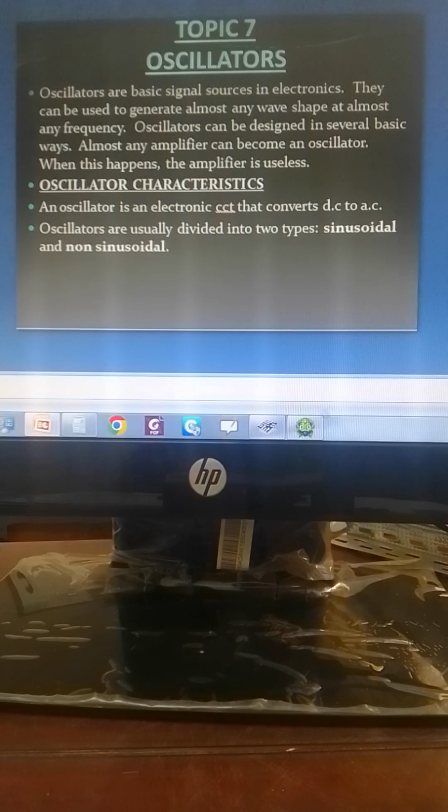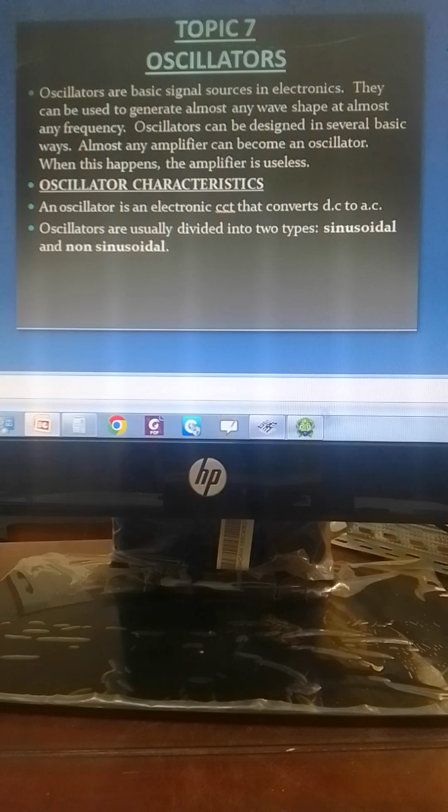So today we are looking at the oscillators. Now, oscillators are a basic source of signals in electronics. They are used to generate almost any waveform at almost any frequency. Oscillators are designed in several basic ways. Almost any amplifier can become an oscillator. When this happens, it means the amplifier becomes useless, which means that an oscillator can work well.